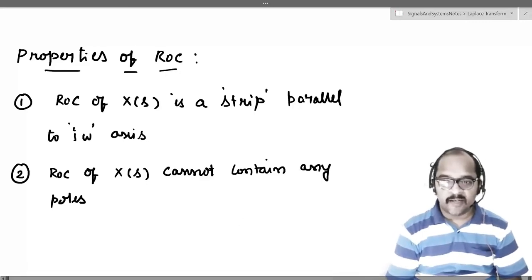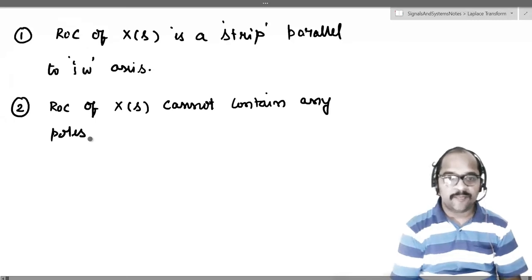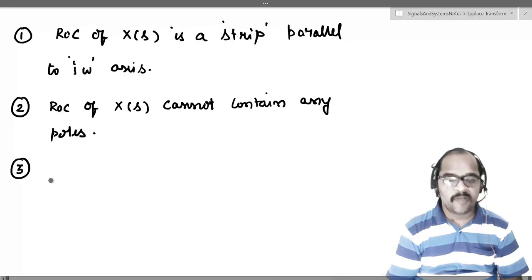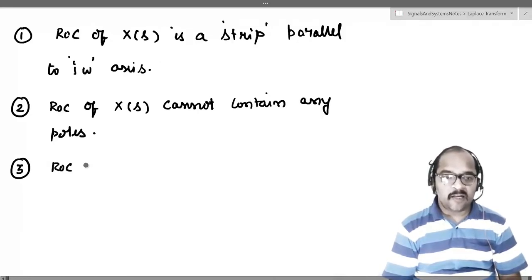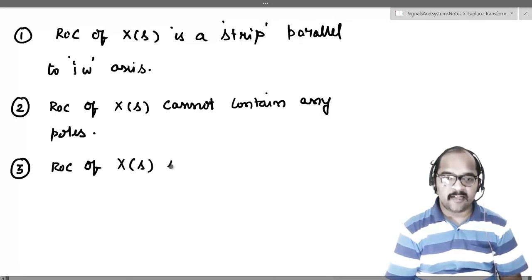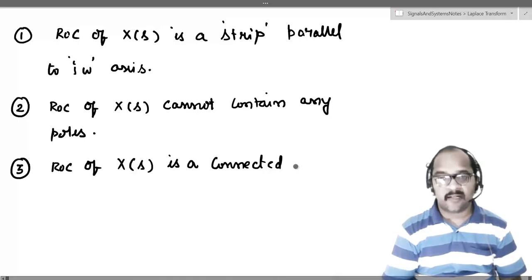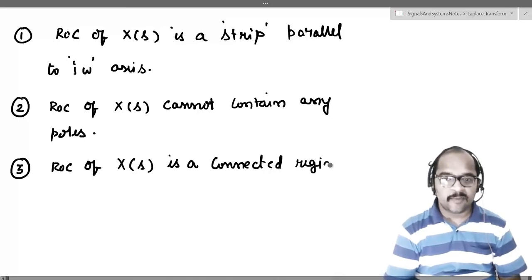Next, the third property. ROC of X(s) is a connected region. That is important. It should not be disconnected. It is a connected region because we want the common area. What do I mean by that? We will explain that with an example.